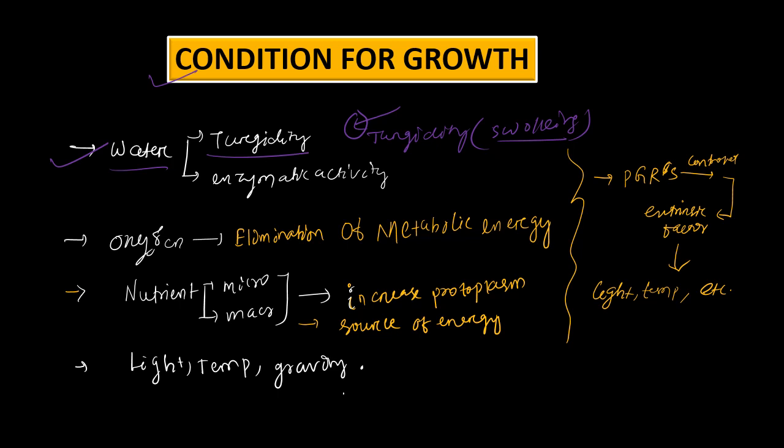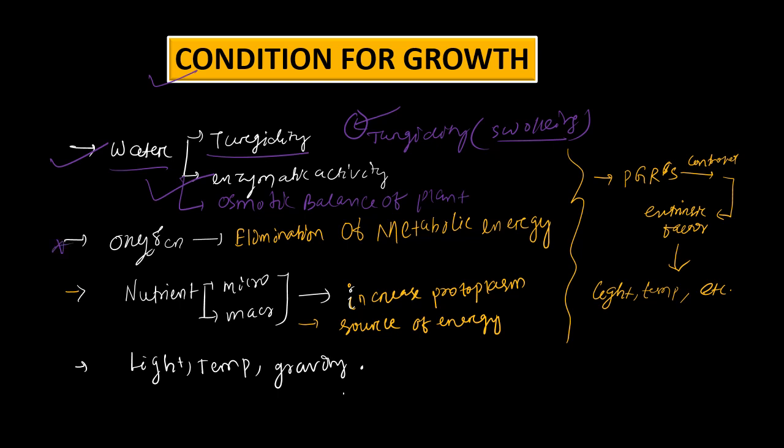And second is enzymatic action. In the cell, different types of enzymes are present. These enzymes are also activated by water. Next, water helps in the osmotic balance of the plant.